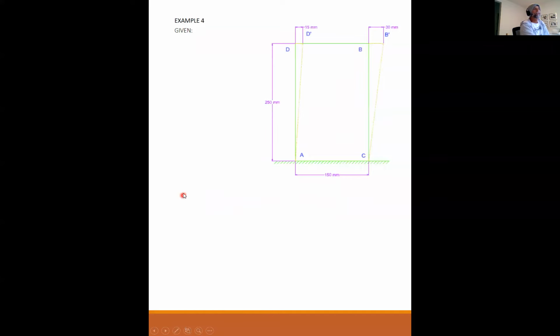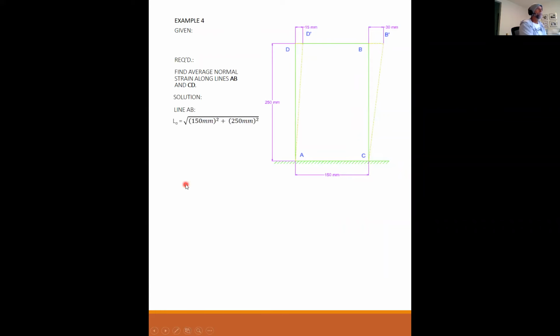So if I take this example here, where we have some sort of solid plate with these dimensions, you can see that this thing did not distort evenly. This is 15 millimeters of distortion. This is 30 millimeters of distortion. So what is required is to find an average normal strain along the lines AB and CD.